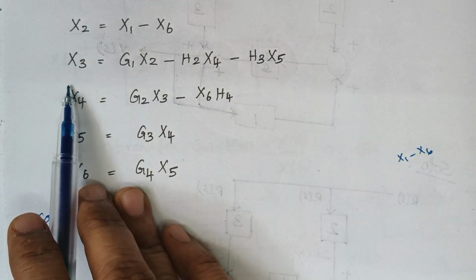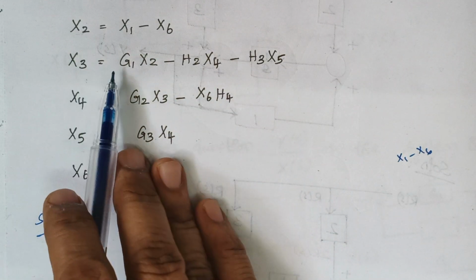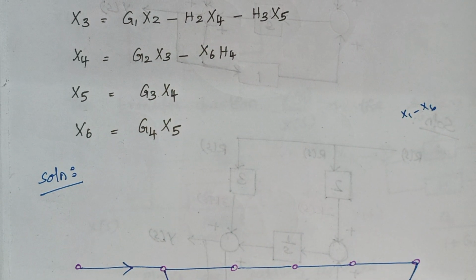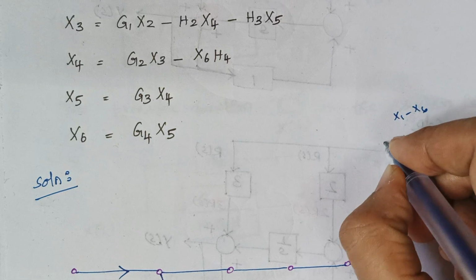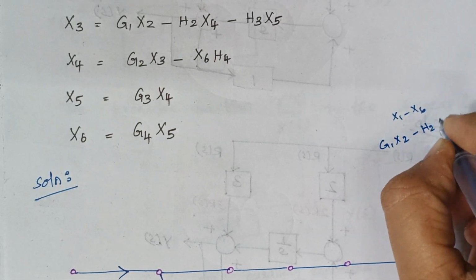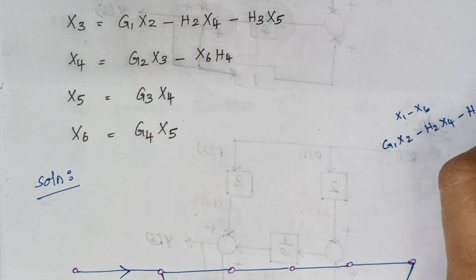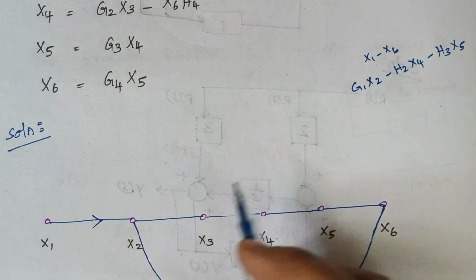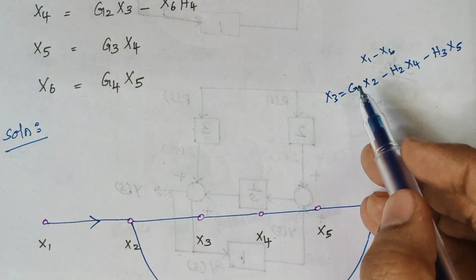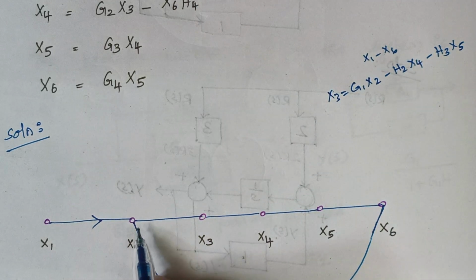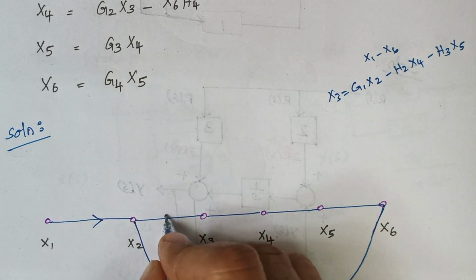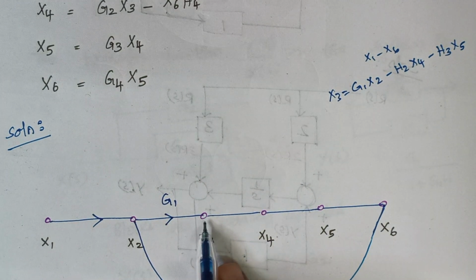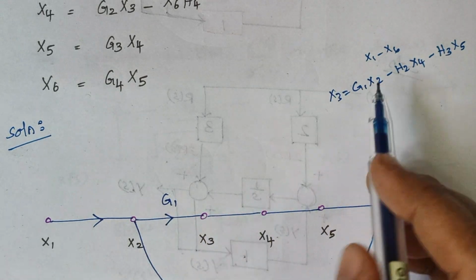Next jump to the second part, that is x3. So x3 is given by g1 into x2. Again let me write the expression, then it will be easy for us. So x3 is g1 x2 minus h2 x4 minus h3 x5. So x3 is g1 x2. Here I am having x2, and to this x2 I am giving a gain of g1. Therefore the incoming signal is g1 x2, right?